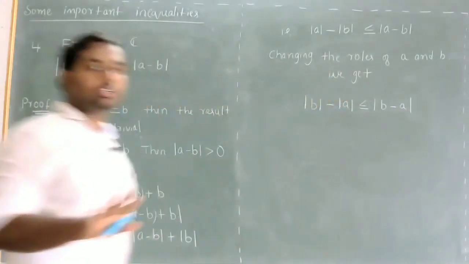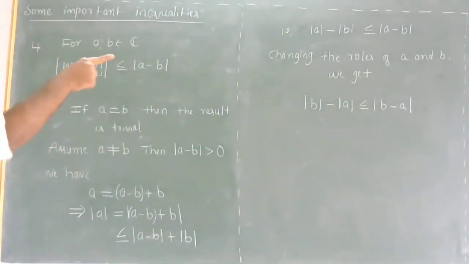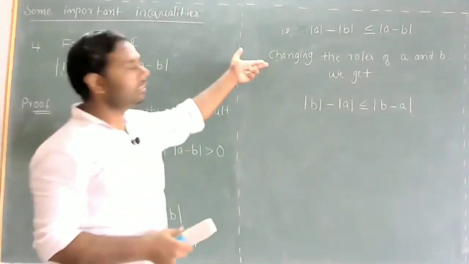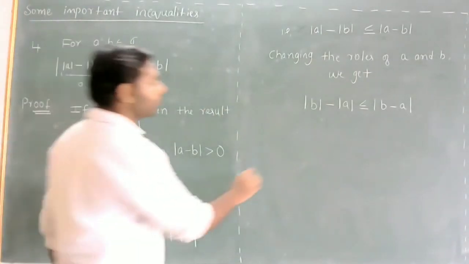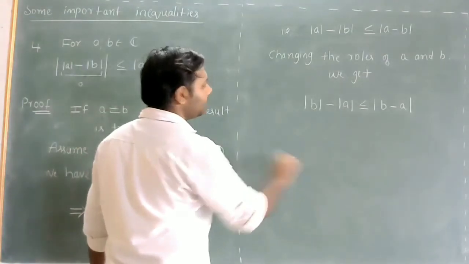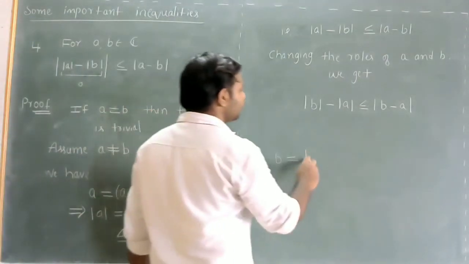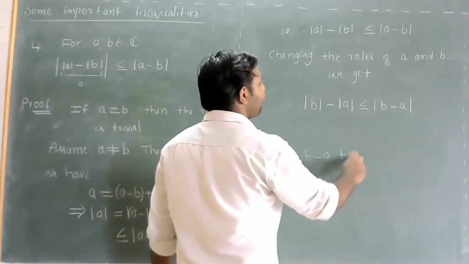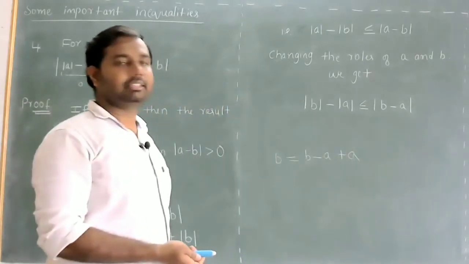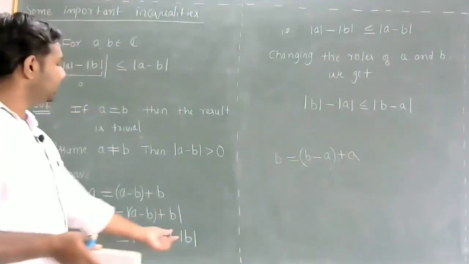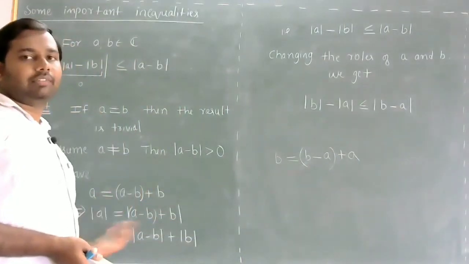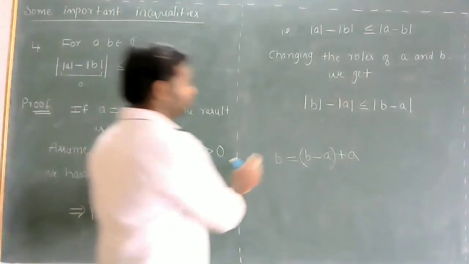Or if you do not understand this line, just as we argued for A, similarly argue for B. So B can be written as B minus A plus A. So take modulus on both sides, send the one term to the left hand side. You will get this equation.